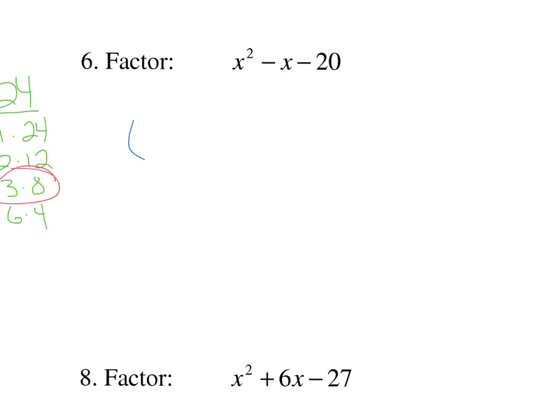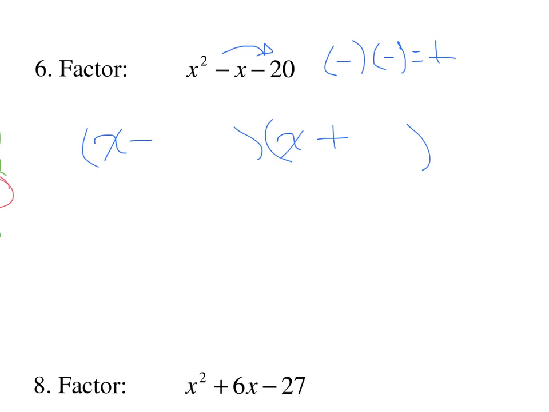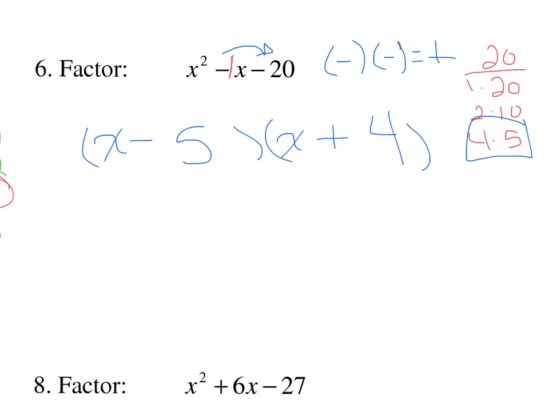X squared minus x minus 20. So x times x. Bring the first sign down. Multiply the two signs together. Negative times negative makes positive. So again, we're looking for two numbers that multiply to make 20, but because they're different signs, they'll subtract to make, oh, what's the coefficient here? Don't forget, this is the negative 1. So what numbers multiply to make 20? 1 times 20, 2 times 10, 4 times 5, and that's it. Which ones will give you a negative 1 when you subtract them? Negative 5 and positive 4.